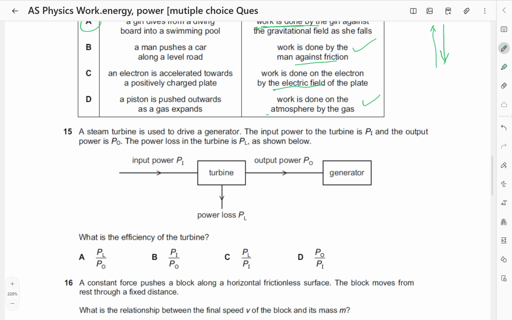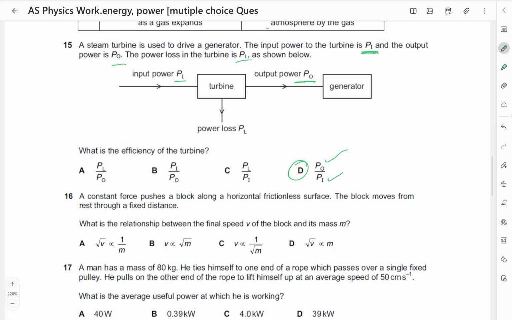A steam turbine is used to drive a generator. The input power to the turbine is Pi and the output is P naught. The power loss in the turbine is PL as shown. What is the efficiency? Efficiency is power output over power input. The output is P naught, the input is Pi. So that means our answer is simply D.